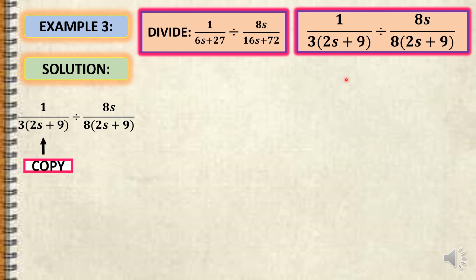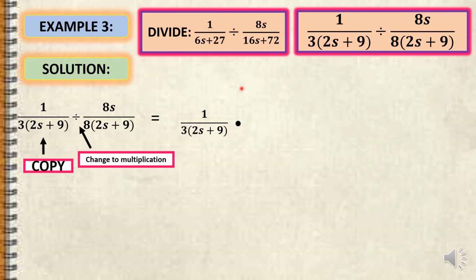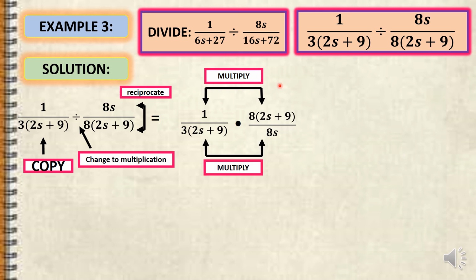So again, just copy this part. So you have 1 over 3 times 2s plus 9, and then change division into multiplication. And then get the reciprocal of this part. So you have that in reciprocal form, that is 8 times 2s plus 9 over 8s. Okay, so kapag nagawa na itong tatlong process na to, apply na natin yung multiplication rule on how to multiply rational algebraic expressions. So that is taas sa taas and then baba sa baba.